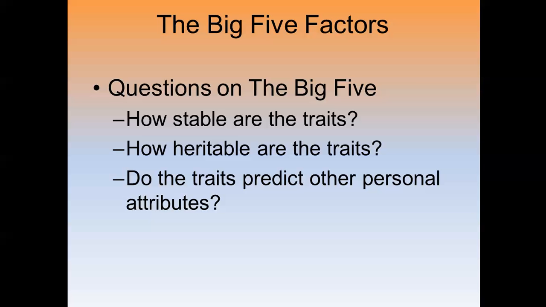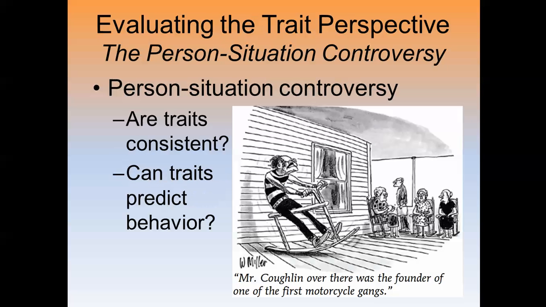When you're trying to assess somebody's personality, they're going to ask you, first of all, how stable are these traits in this person? How heritable are the traits? Again, they're about 50% heritable most of the time. And do traits predict other personal attributes? In this case, for the Big Five, most of the time they will.